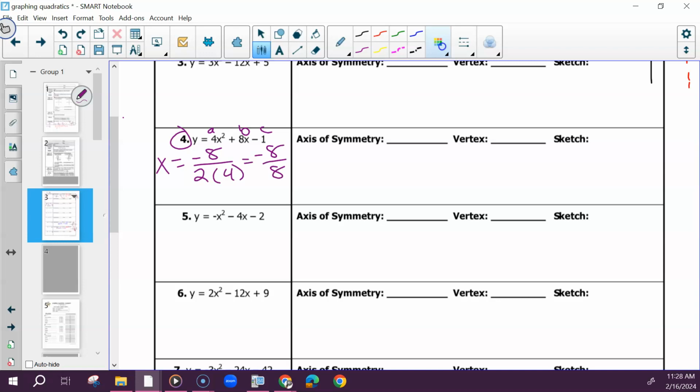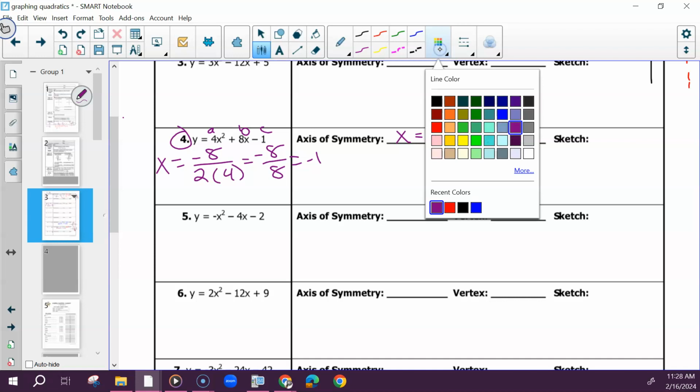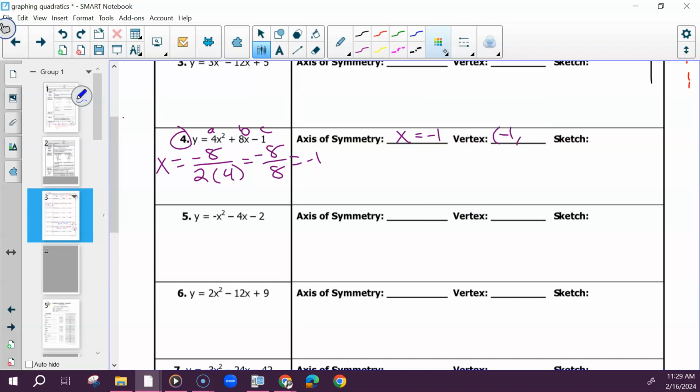What would your axis of symmetry be? X equals negative 1. Right? And then again, algebraically, to find your y value, you're putting this back into all your x's. Make sure you're using parentheses if you're doing it algebraically.